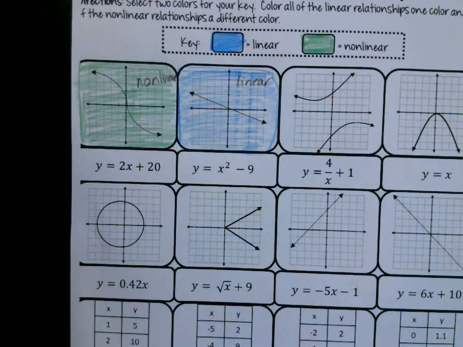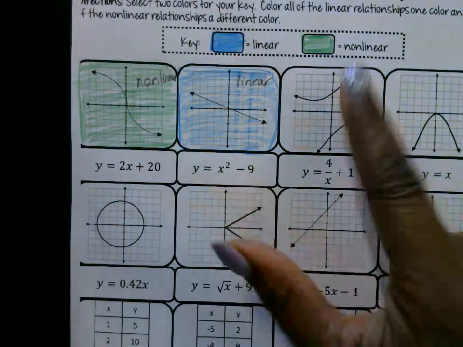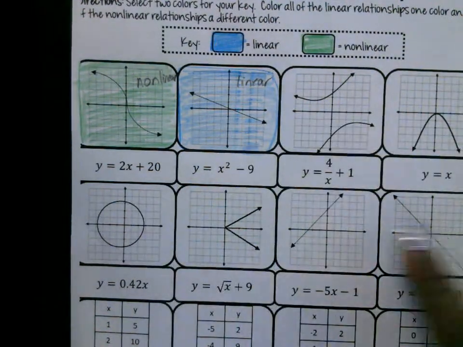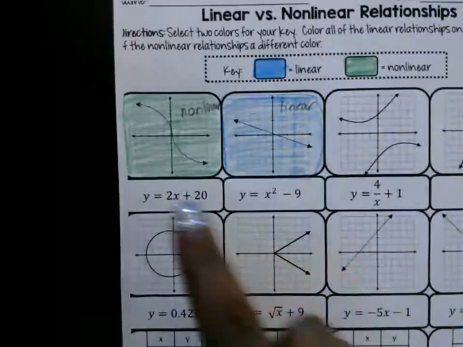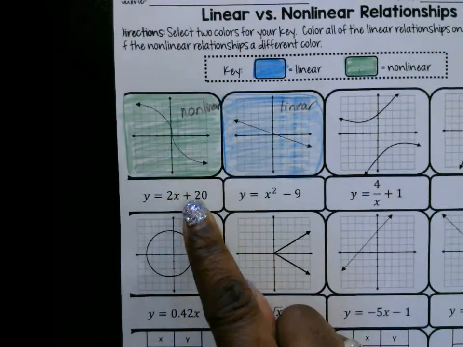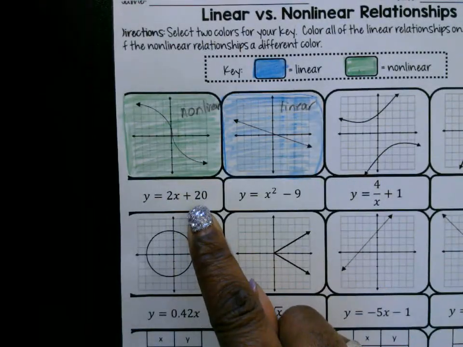Pause to give you a chance to color those. Okay, let's look at some of the equations. You can do the lines on your own. If it's a straight line, it's linear. If it's not a straight line, it's nonlinear. Okay, let's look at the equations. Let's look at this first equation right here. Is this linear or is this nonlinear?